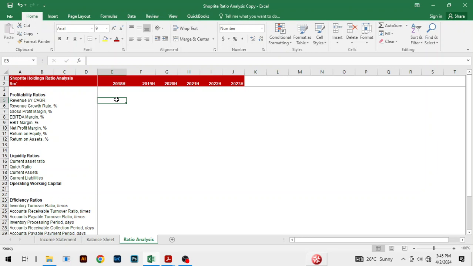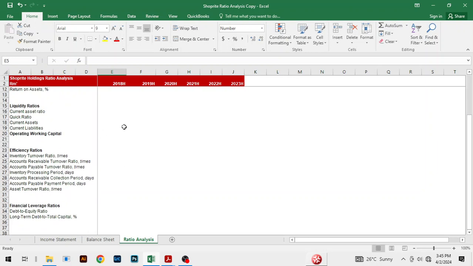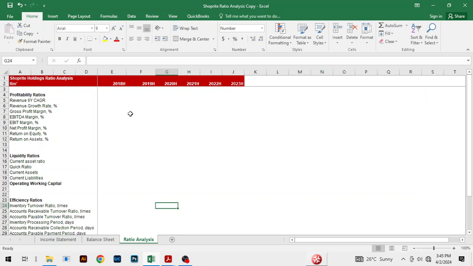And we also compute liquidity ratios to assess whether Shoprite is in a position to meet its short-term obligations. And we also compute the efficiency ratios and also the financial leverage ratios, right? So these are just basic ratios that you need to know. So let's start by computing the revenue 6-year CAGR.